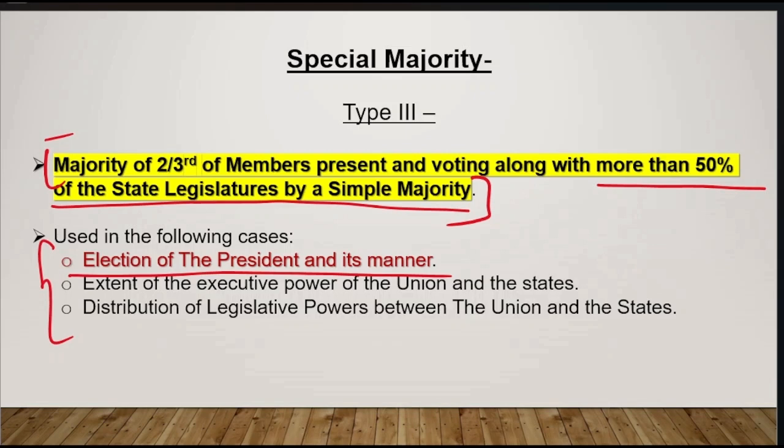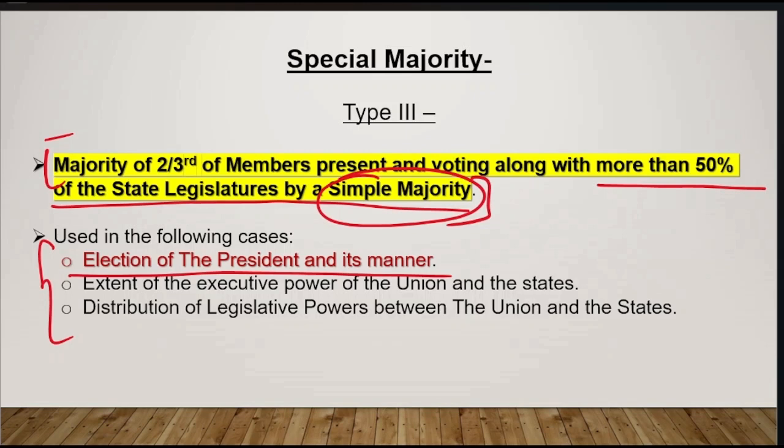Okay, so this particular type of majority is being used in the presidential election. So what is this type of majority? না যেখানে 2/3 of the members present and voting হবে, প্লাস more than 50% of the state legislatures হবে। এবার state legislatures কিভাবে করছে না by a simple majority। তো state legislatures যারা আছে তারা simple majority দিয়ে ভোটিং করছে। বোঝা গেল?